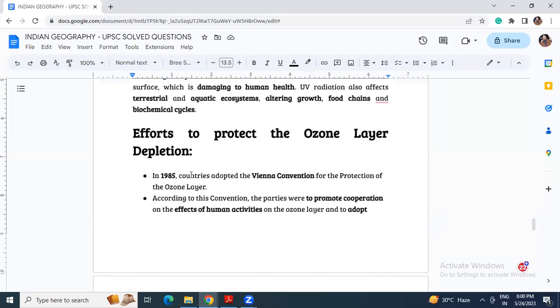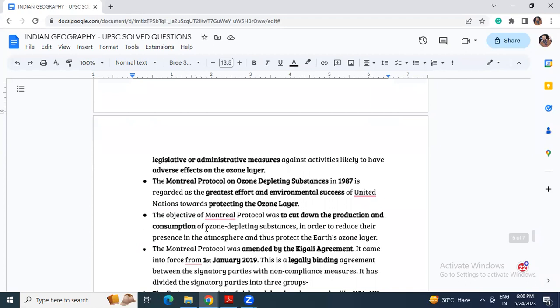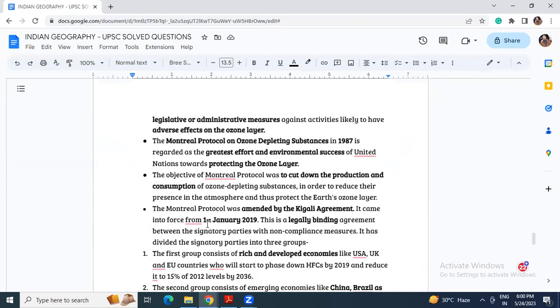So, what are the efforts to protect the ozone layer? In 1985, countries adopted the Vienna Convention for the protection of the ozone layer. Now, according to the Vienna Convention of 1985, parties were to promote cooperation on the effects of human activities on the ozone layer and to adopt legislative and or administrative measures against activities likely to have adverse effects on the ozone layer.